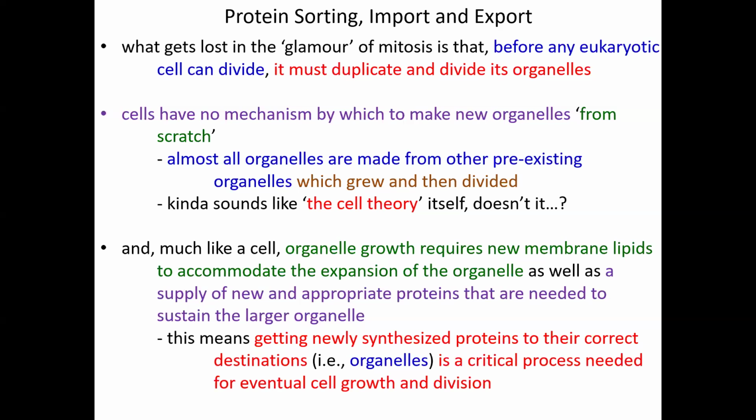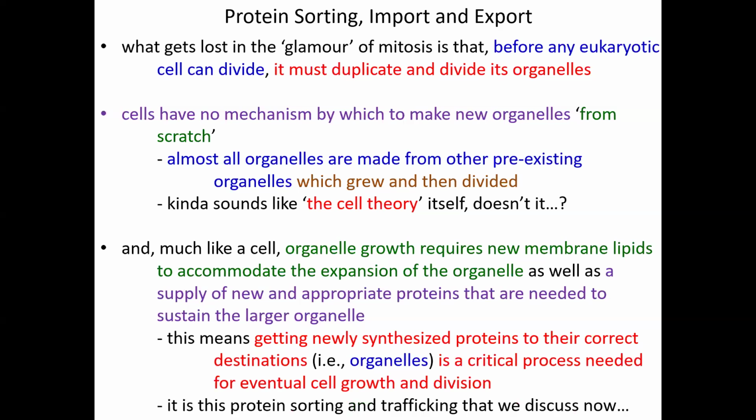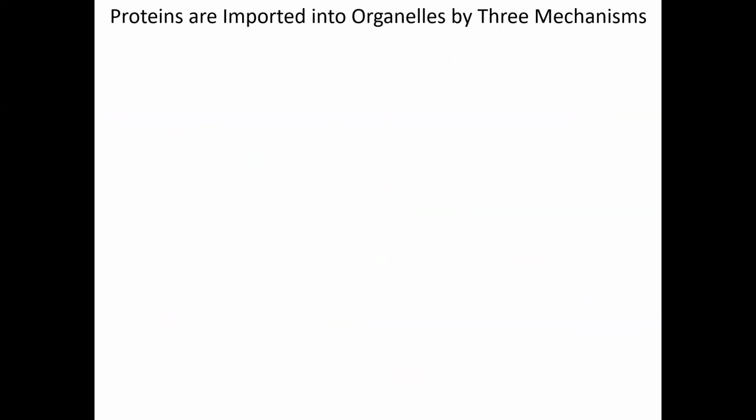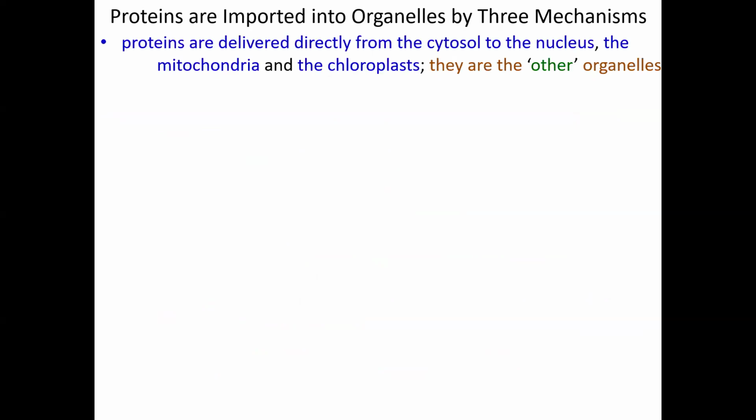Okay. So what this really sounds like to me is getting newly synthesized proteins to their correct destinations is a critical process that needs a lot of regulation and it's required for cell growth and cell survival. So how does all that happen? How do we sort proteins and traffic proteins to get them to where they need to be? Proteins are imported into organelles by three primary strategies or mechanisms.